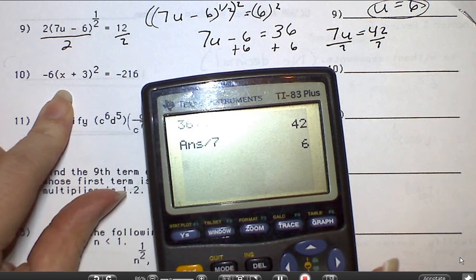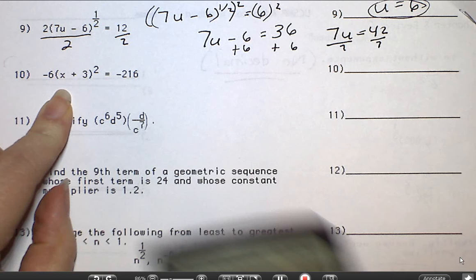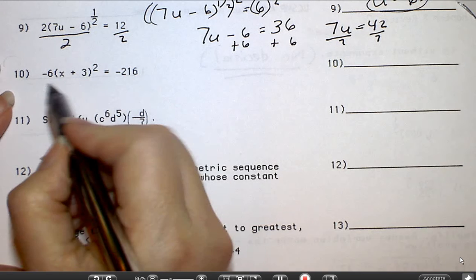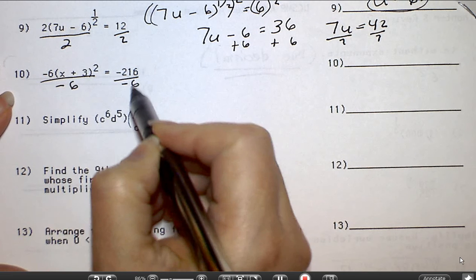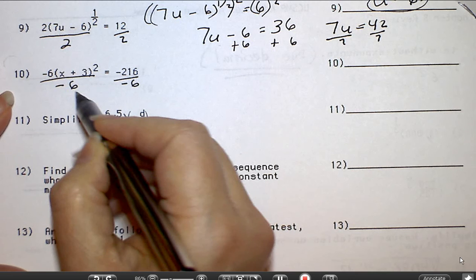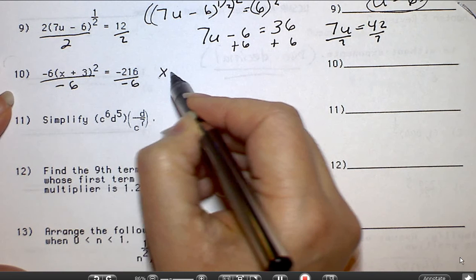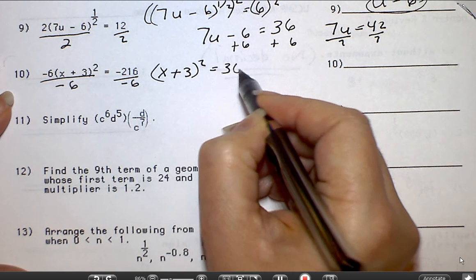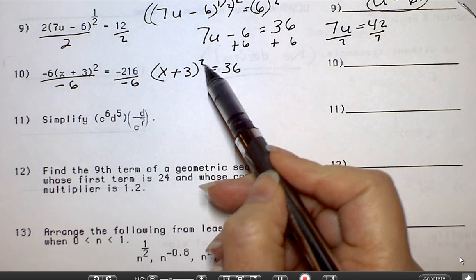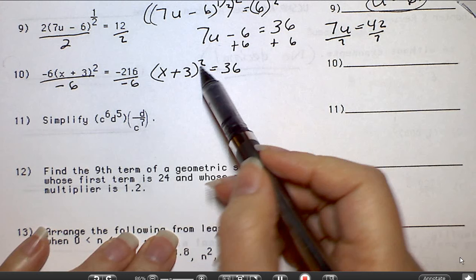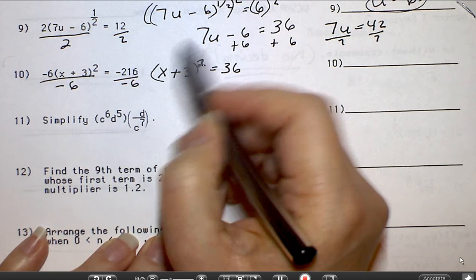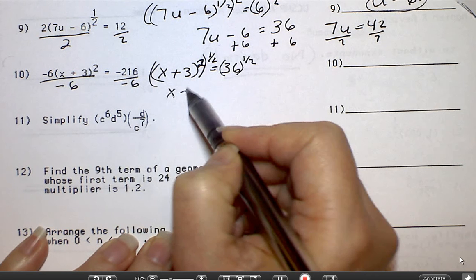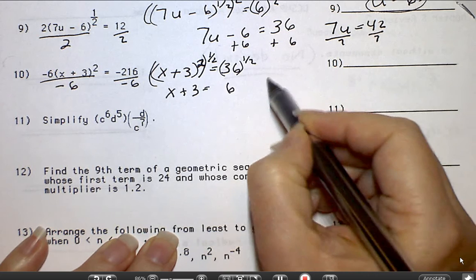Alright. On 10, what do we got to do on 10? The first step is, yes, divide by my negative 6. So I have here x plus 3 squared is equal to 36. Now we have again an even power, so when I take the square root, because remember the opposite of square is square root, or raising it to the 1/2, that's still square root. That means I'm going to have x plus 3 equals 6 and x plus 3 equals negative 6.